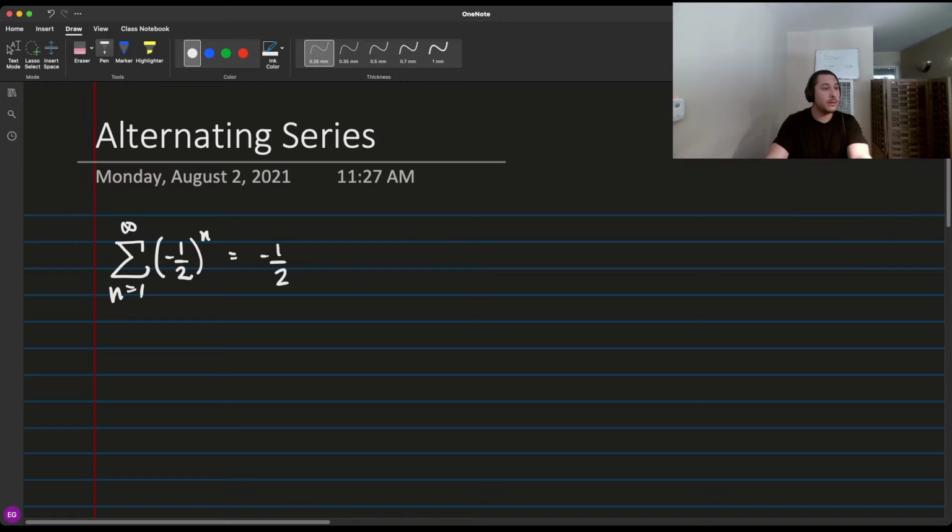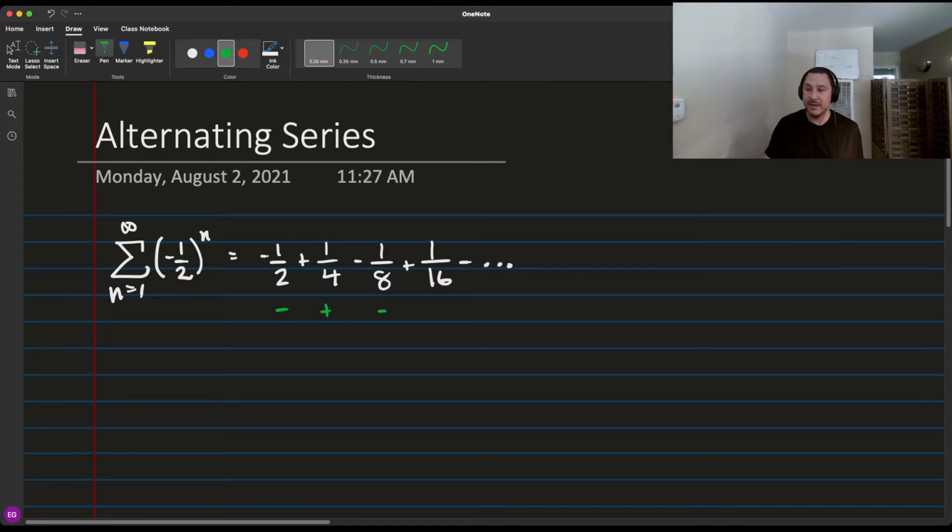If you plug in n equals 1, you get -1/2. If you plug in n equals 2, you get -1/2 times -1/2, which is +1/4. Then if you plug in 3, you're going to get -1/8, and then +1/16, and so on. It's called an alternating series because the terms alternate between negative, positive, negative, positive. They jump back and forth, hence the name alternating series.